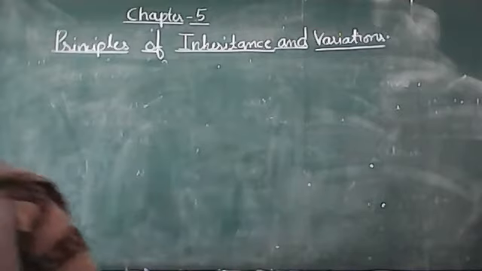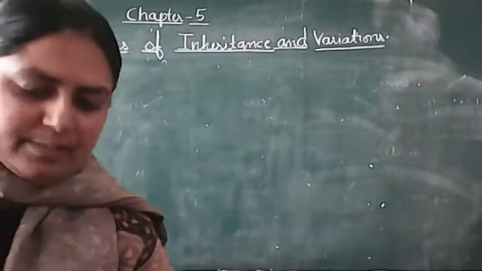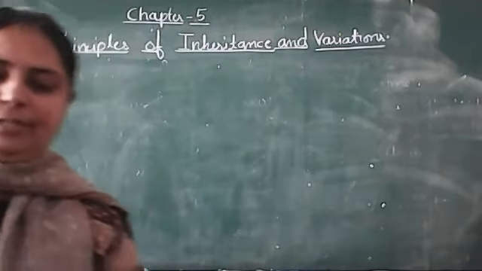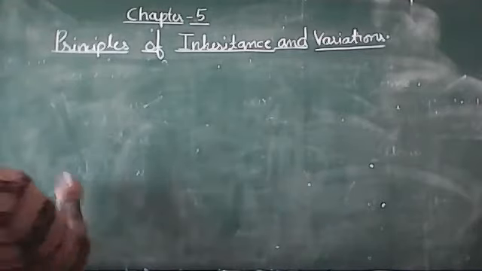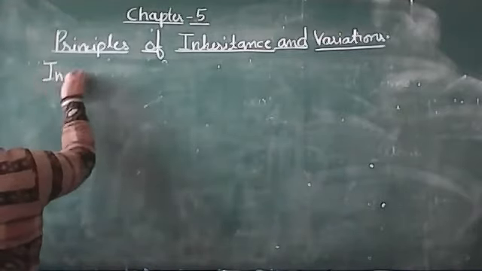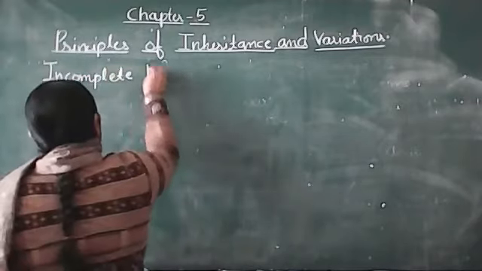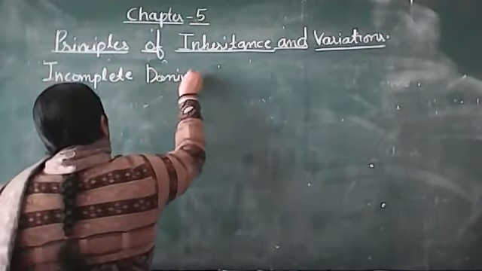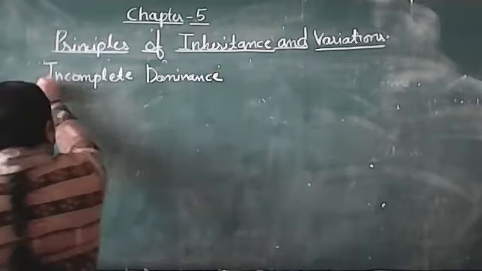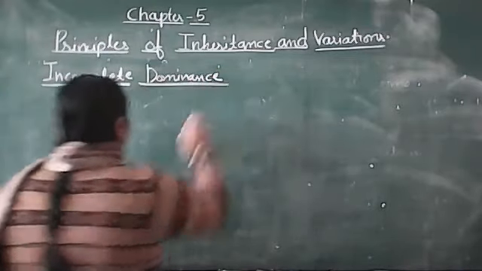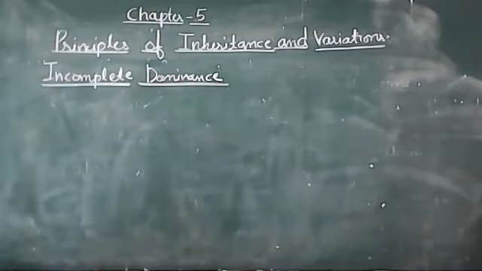Okay, students, after this, I have already explained to you the laws of inheritance. So today I am taking one very important topic, and that is incomplete dominance. As you know, the law of dominance states that the F1 hybrid will always show the character of the dominant parent. But there may be certain exceptions to this law. The law of dominance is not fully valid.